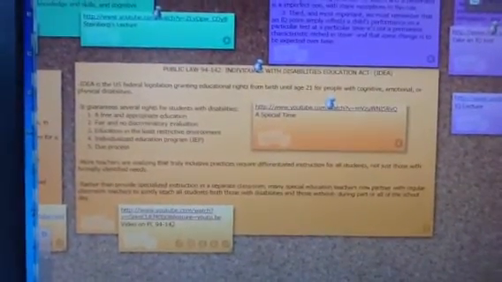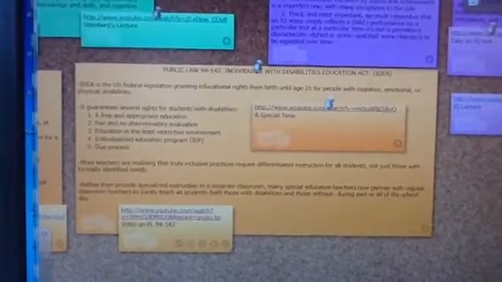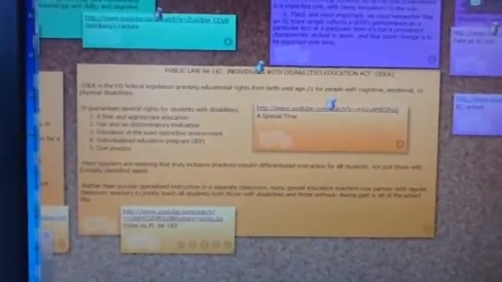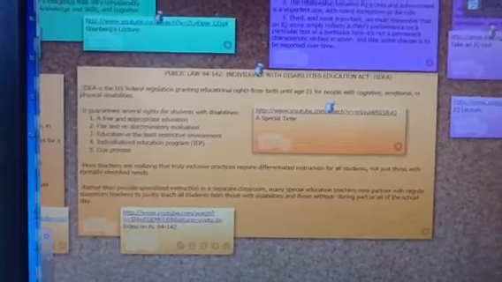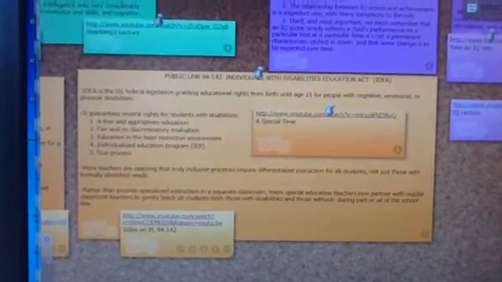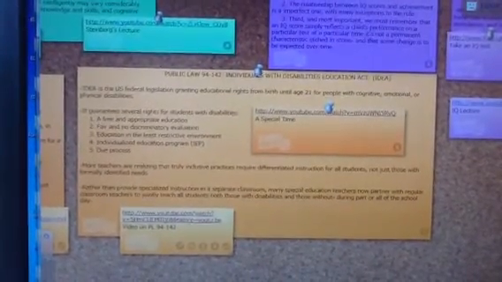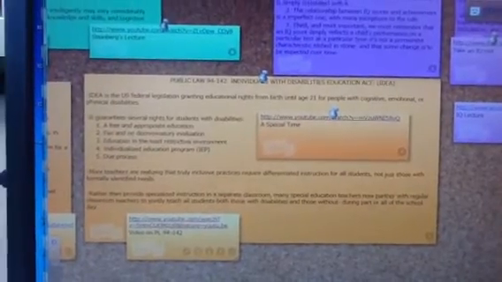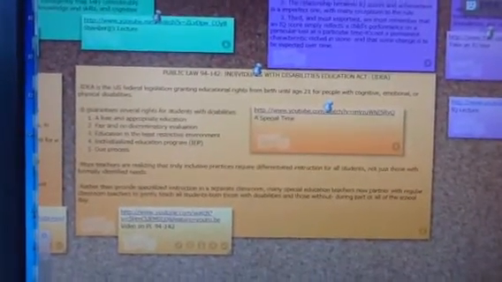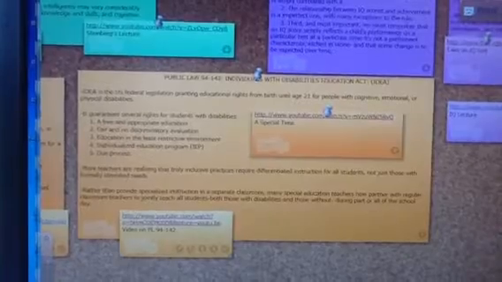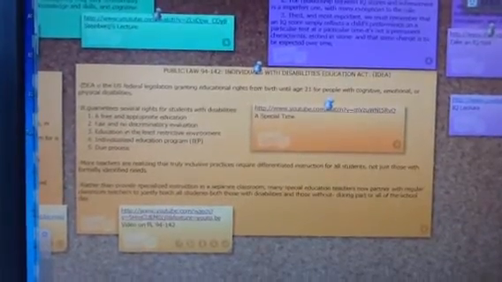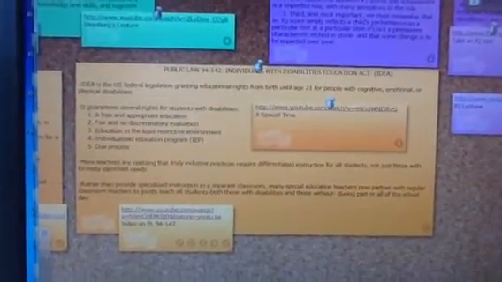So there's a video about PL 94-142 to give you a view of what it used to be like versus what it is now. And then I wanted to share a piece with you of a young man. It's called "A Special Time," is what I labeled this, and it shows someone who faces a disability. You're going to see. I'll leave it at that.